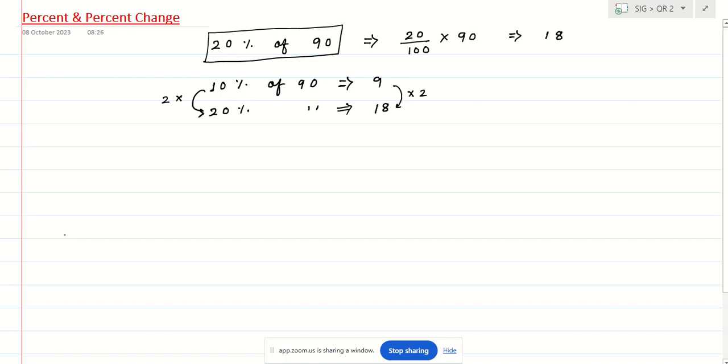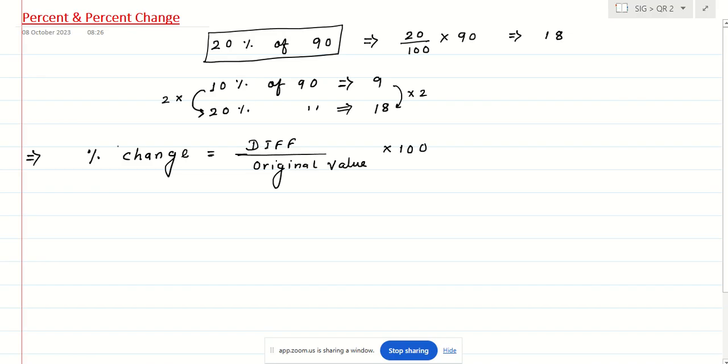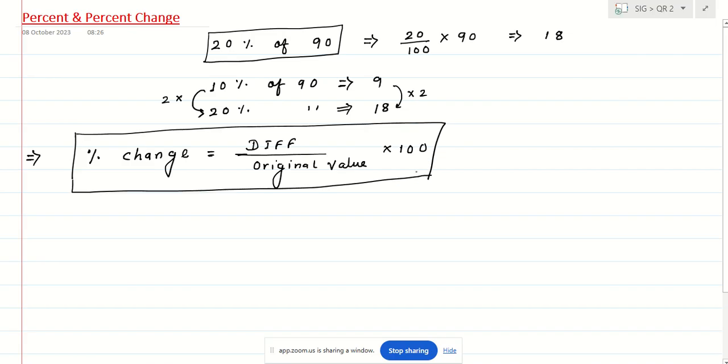Now what is important here, everybody, for GRE and GMAT? Very important is the formula, the expression, that is: percentage change equals the difference divided by the original value, into 100. You can make a note of this. It is very, very important to understand this expression. Let's look at the example.